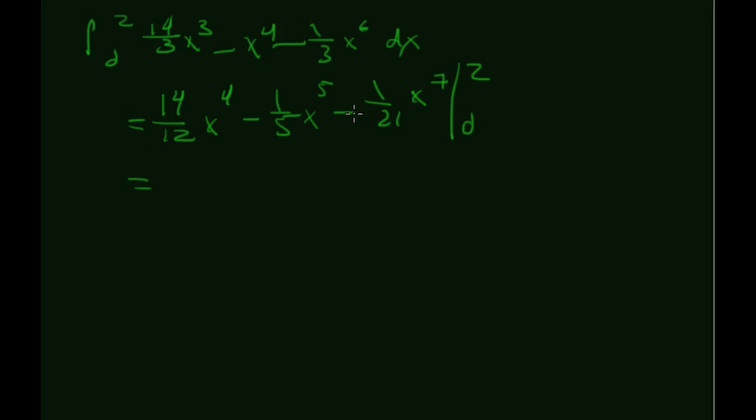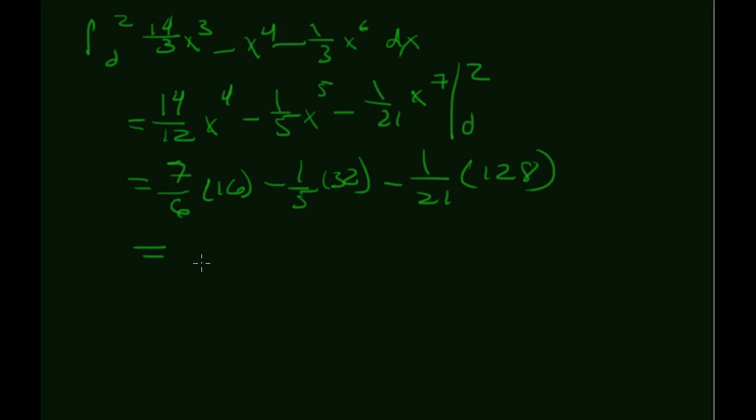Okay, so the 0 doesn't matter because this is all going to go to 0, so let's put in the 2. So this is 7 over 6 times, 2 to the 4th is 16, minus 1/5 times 32, minus 1 over 21 times 128, since 2 to the 6th would be 64 and 2 to the 7th would be 128. All right, so I think this is 112 over 6 minus 32 over 5 minus 128 over 21. You can either find the common denominator or slam this into a calculator, which I did, and it gives me 216 over 35.